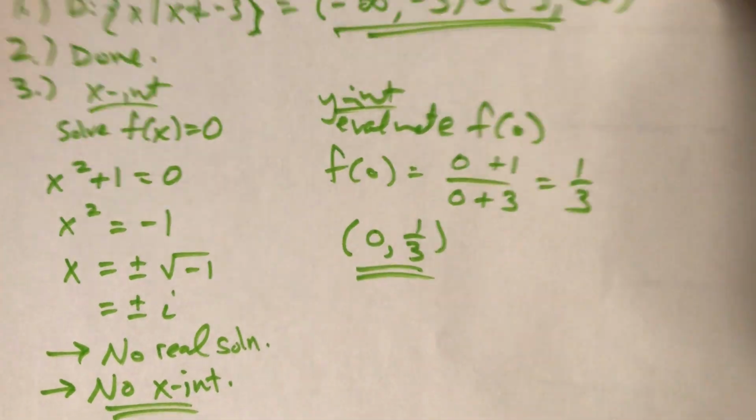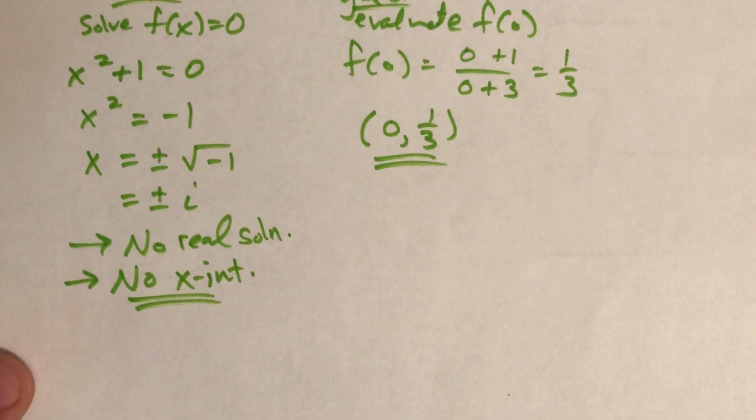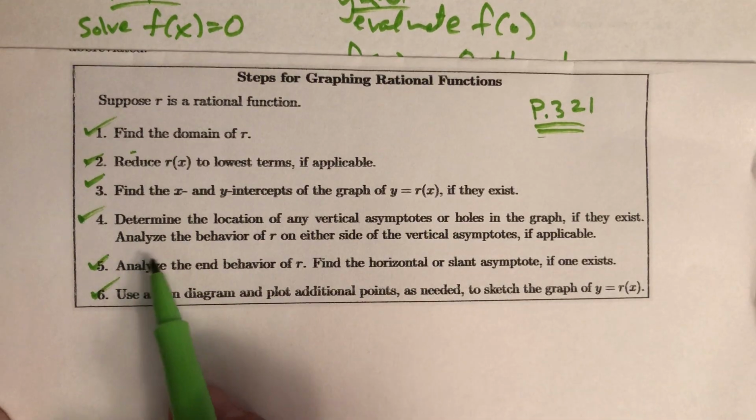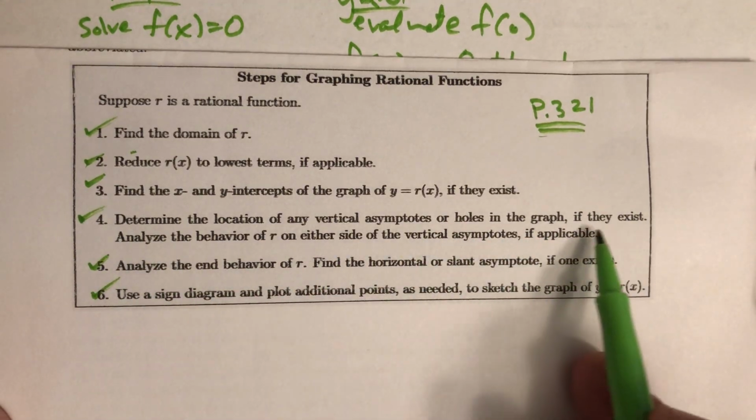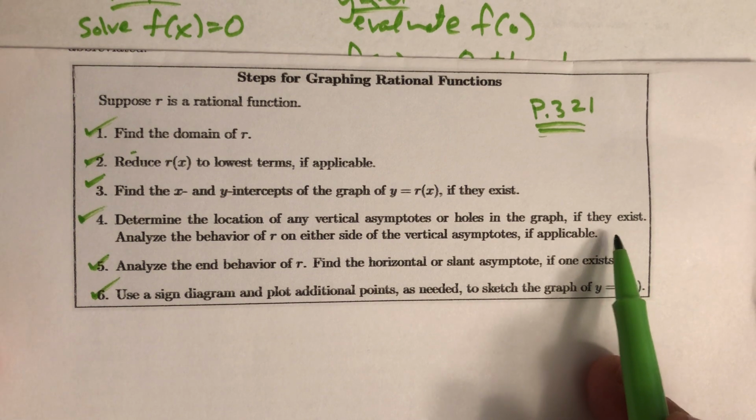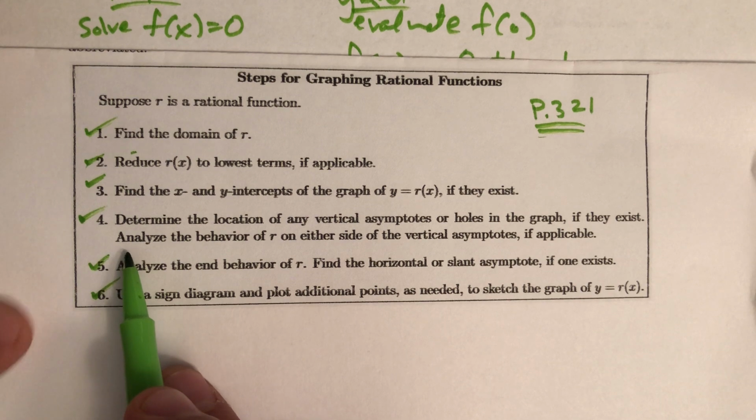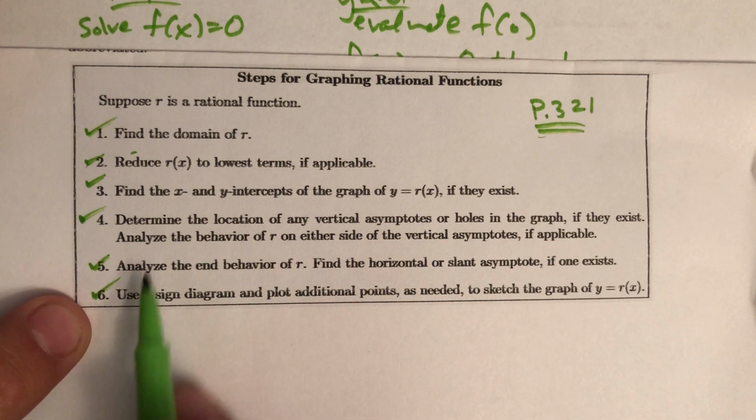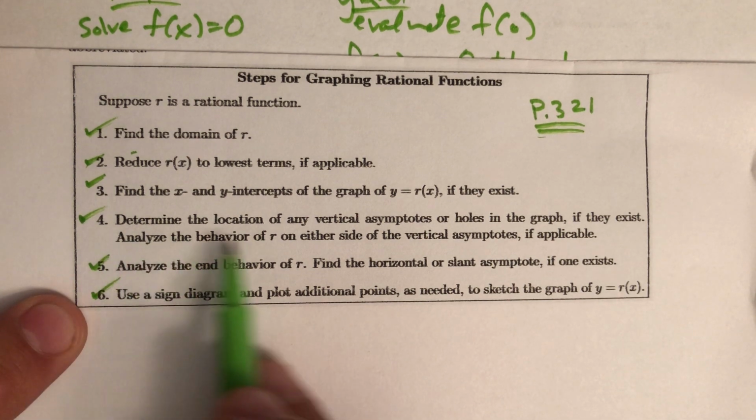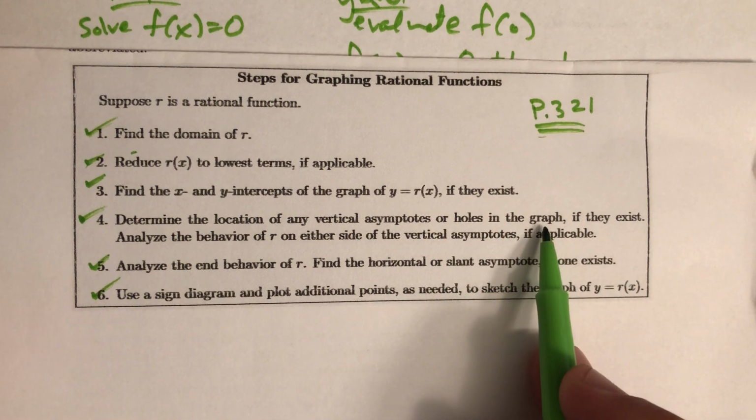Okay, so now we're on to step 4. We're going to determine the location of any vertical asymptotes or holes in the graph, if they exist. Analyze behavior of R on either side of the asymptote. We're going to analyze the behavior at the last step, but certainly right now we can determine the location of any vertical asymptotes or holes in the graph.